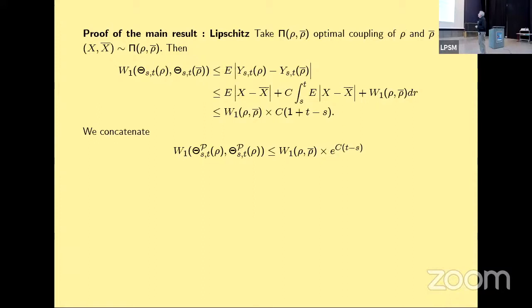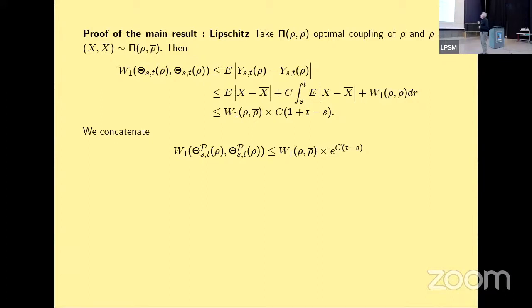So I have rho and rho bar, two initial conditions, and I have to compare theta on rho and theta on rho bar. What I do first of all is take an optimal coupling of rho and rho bar, and then I construct a random variable x bar, which is of law rho bar, so this is the optimal thing. And then I compare W1 of theta st rho and theta st rho bar. I recall that I have to obtain that this is less than W1 of rho, rho bar, so the Lipschitz property, this is what I want.